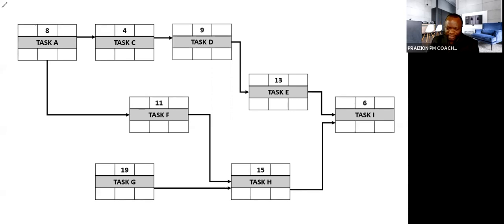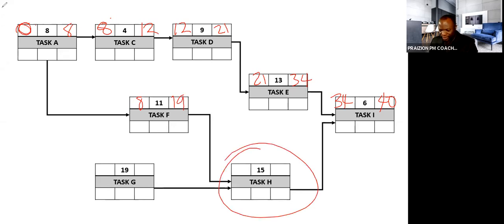Let's start off with A, okay? We're going to use the zero method. 0 there, 8 there, 8 there, 12 there. Put the 12 here, get a 21, 21 here, 34 here, a 34 here, and a 40 here. Now, for this, you're going to take this 8 and put it in here. So this has been on the channel for quite a while, 19 there. We don't put anything in here just yet.